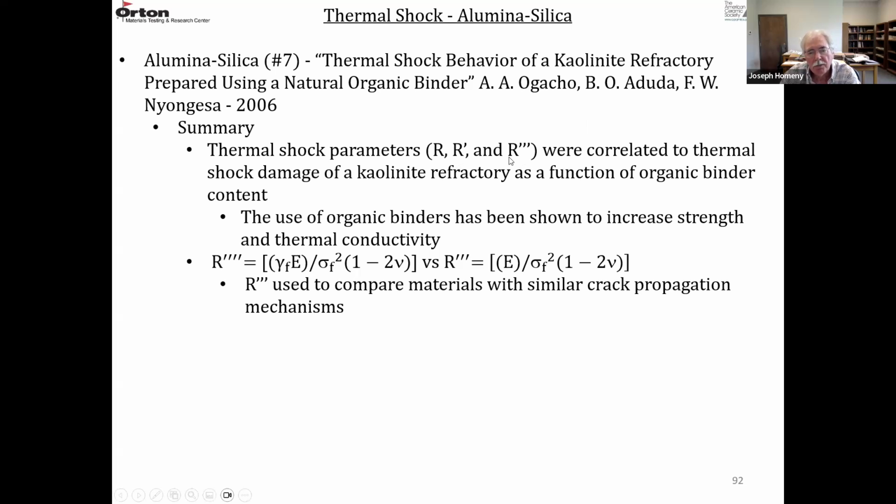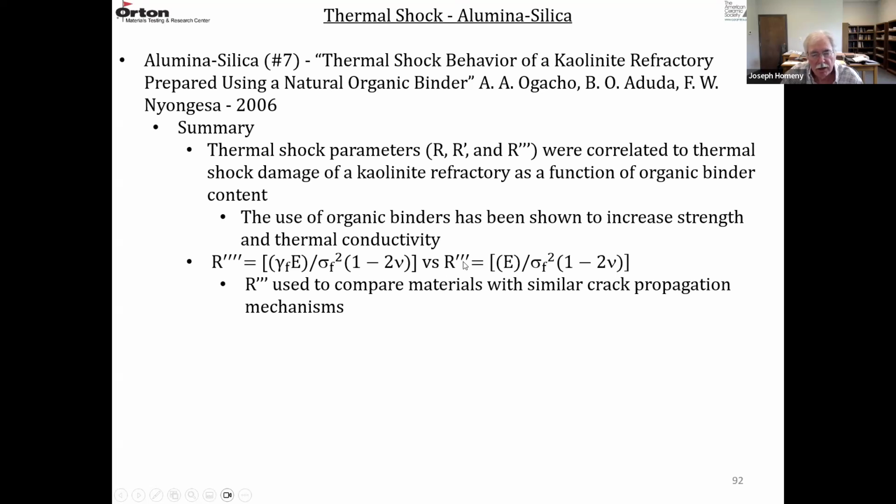So R prime and R3 prime were correlated to the thermal shock damage for this clay-based refractory as a function of the binder content. And these organic binders have been shown to increase strength, increase thermal conductivity because they increase the density and decrease the porosity.